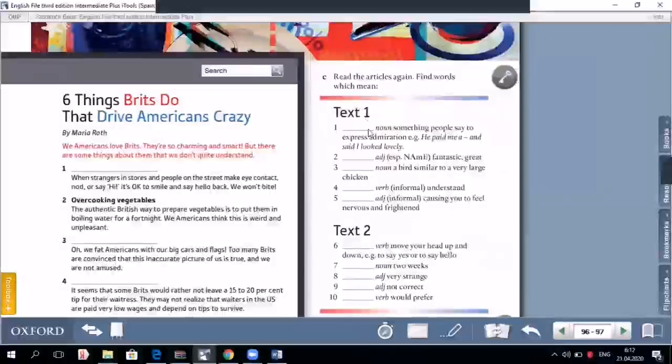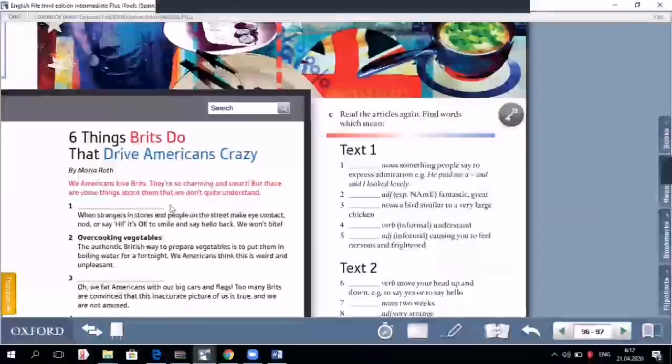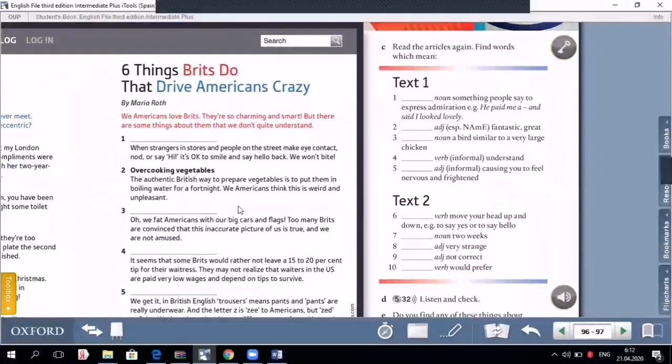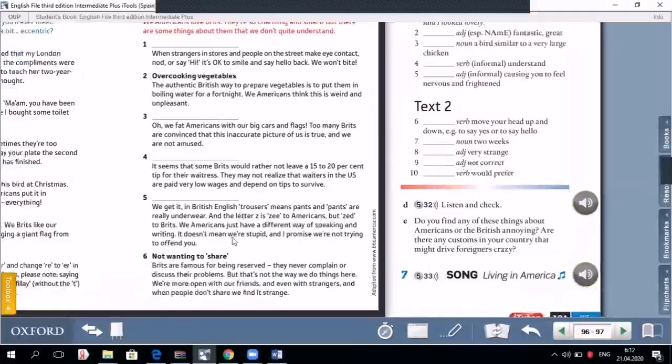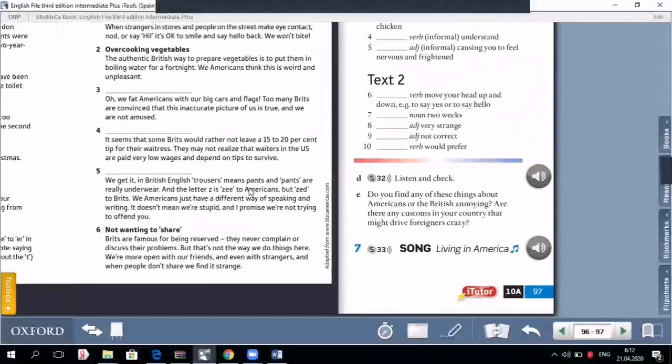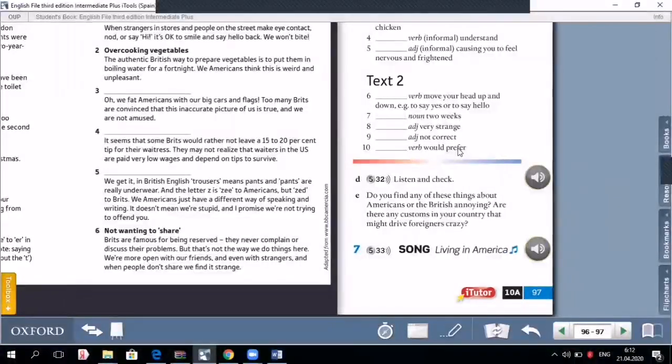Then read the articles again, and find words which mean the following. The explanation is given, and you should just put here the one word from these texts. It will be your homework for the next time. And I just want to finish our lesson today with a song about America. It's an interesting song. Now let's listen together, okay?